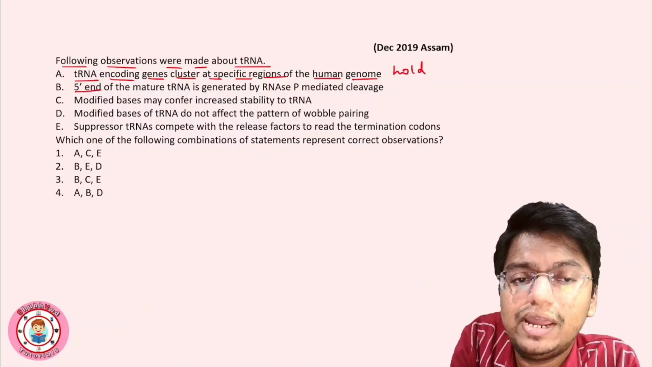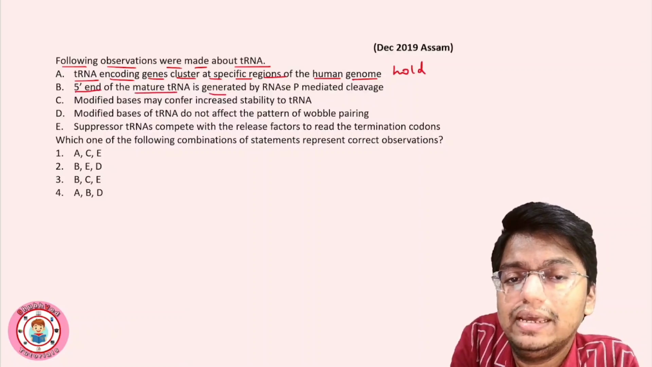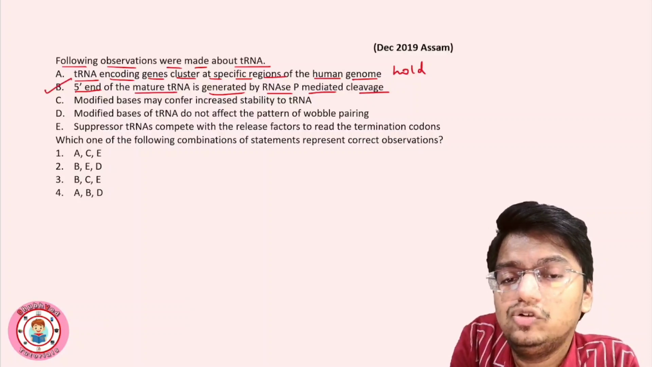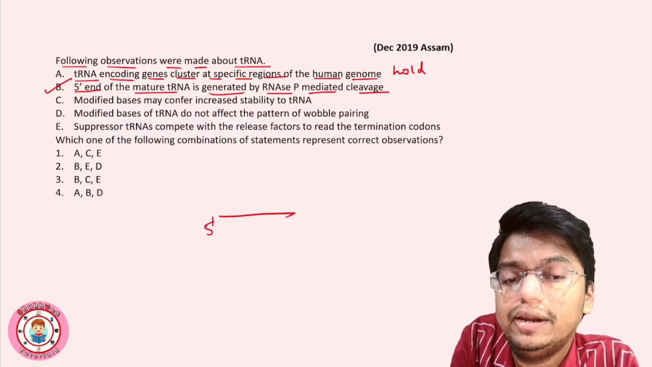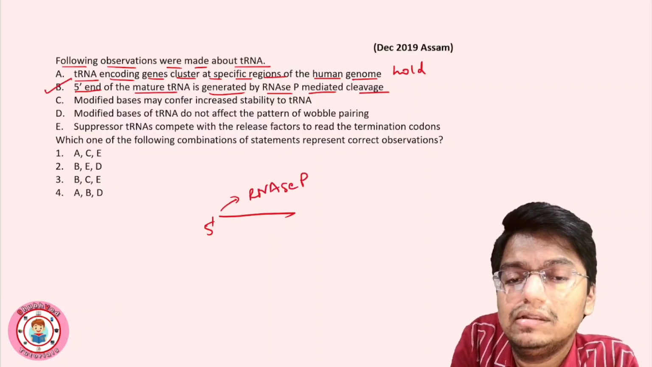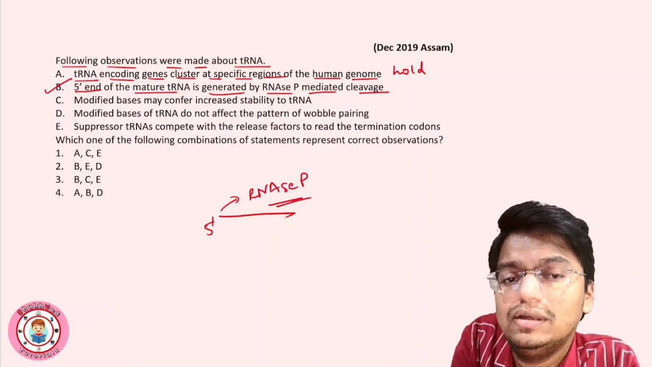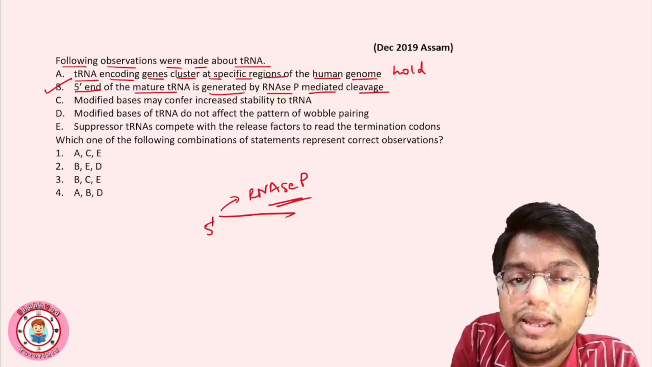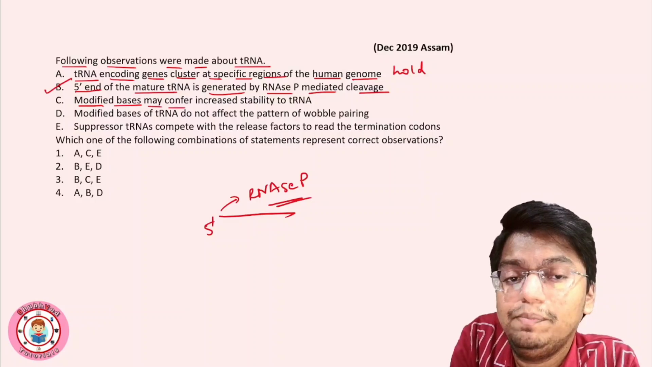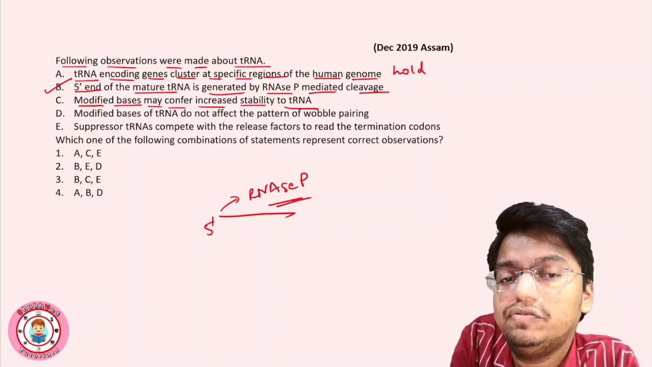B: the 5' end of mature tRNA is generated by RNase-P mediated cleavage. This is correct, right? The 5' end can be produced by RNase-P mediated cleavage. So this is correct. Option C: modified bases may confer increased stability to tRNA. May confer increased stability. Yes.